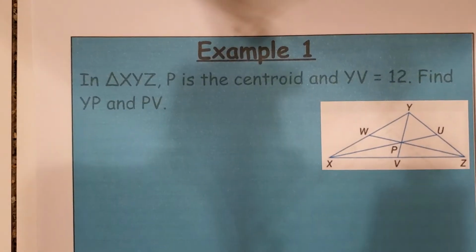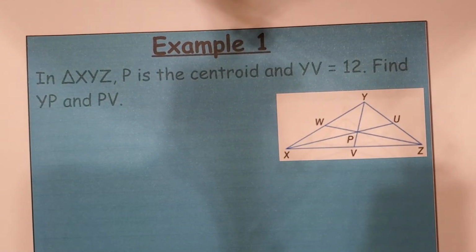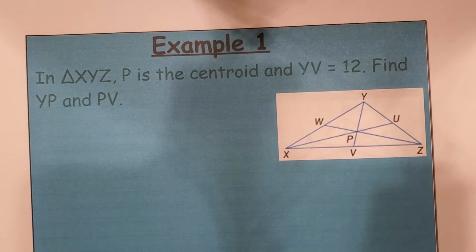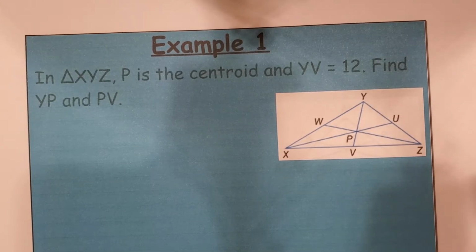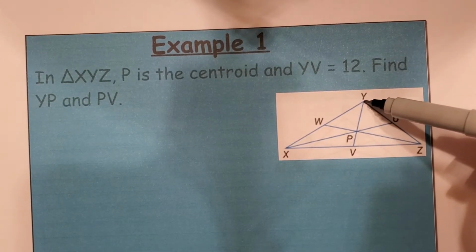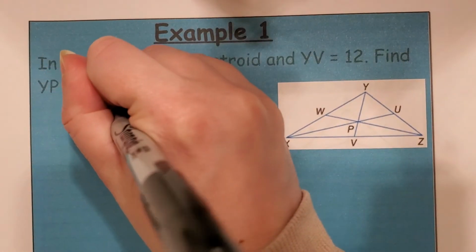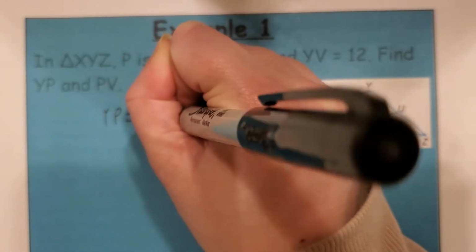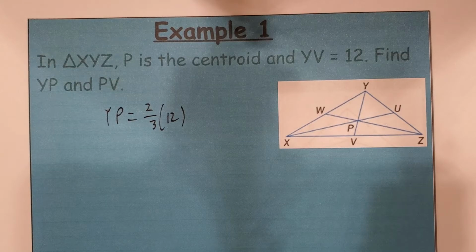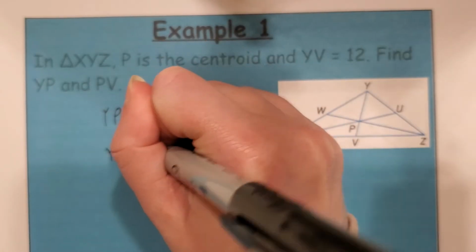In triangle XYZ, P is the centroid and YV is equal to 12. Find YP and PV. So this is exactly what I was saying before. YV is the entire median and its length is 12. So YP, because it's coming from the vertex, is 2/3 of the length of YV. So YP is equal to 2/3 of 12, which you can easily use your calculator for. It's going to be 8.